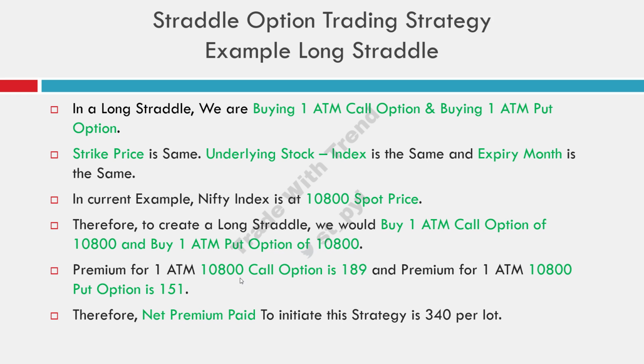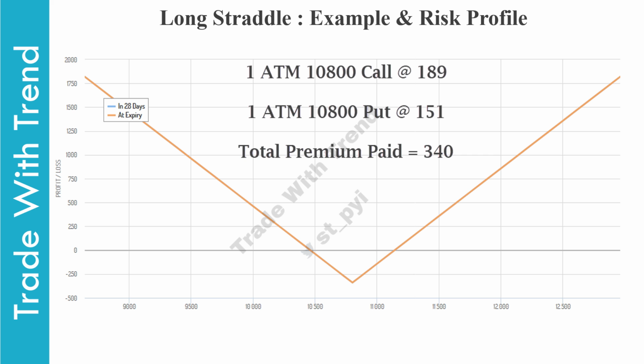Now, premium for one at the money 10,800 call option is 189 and premium for one at the money 10,800 put option is 151. Therefore, the net premium you pay to initiate this particular strategy is rupees 340 per lot. Now, lot size of Nifty is 75, and therefore the net debit to your account would be 75 into 340, that is rupees 25,500. So this is the basic risk profile chart of a long straddle.